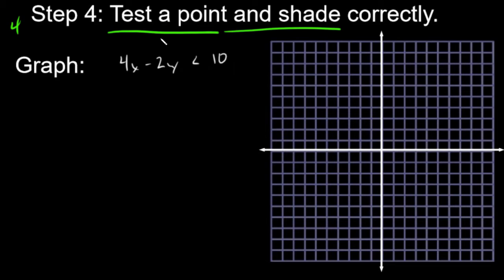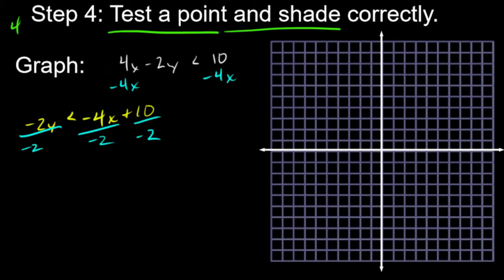So you want to get it into slope-intercept form, and that's where y is by itself. So what I want to do is get y by itself. So you need to move the 4x. So you subtract 4x, and you get negative 2y is less than negative 4x plus 10. And now you divide by negative 2, and you get that y is not less than anymore. You divided by a negative, so it flips the sign.